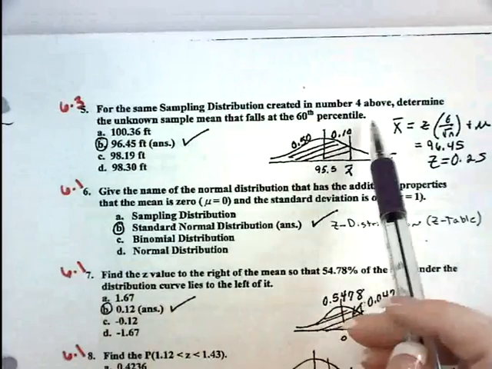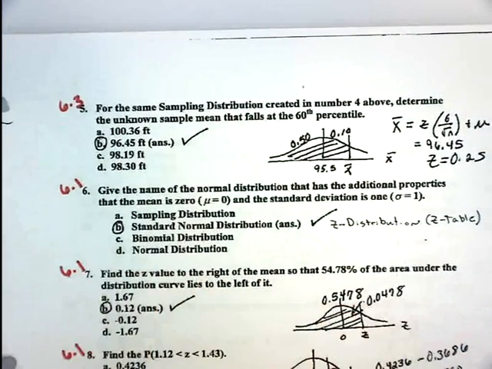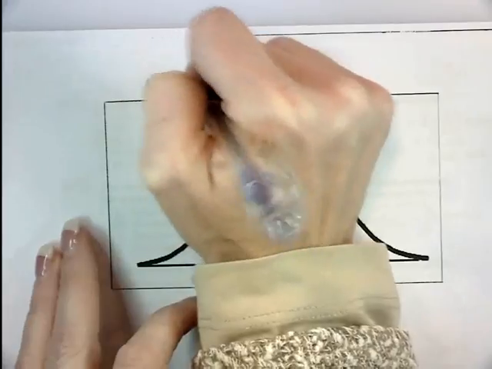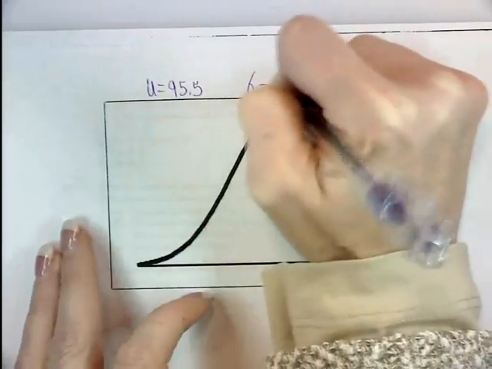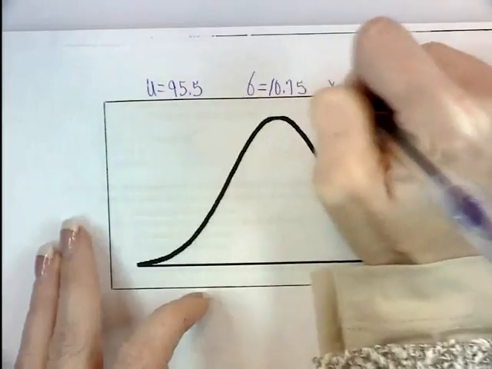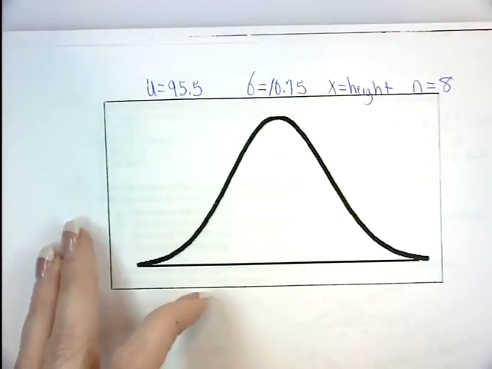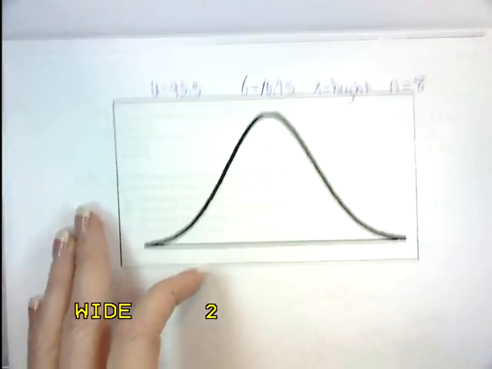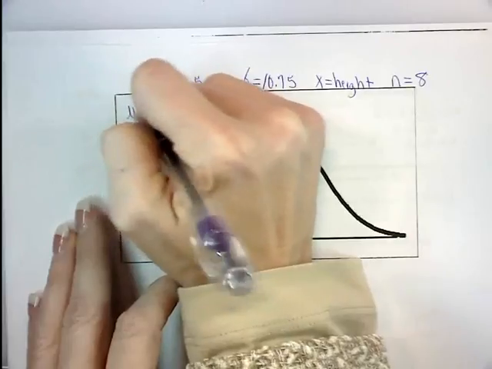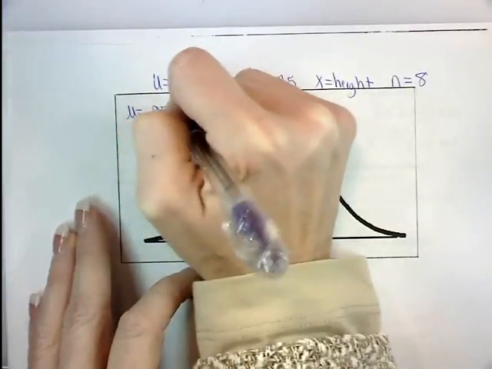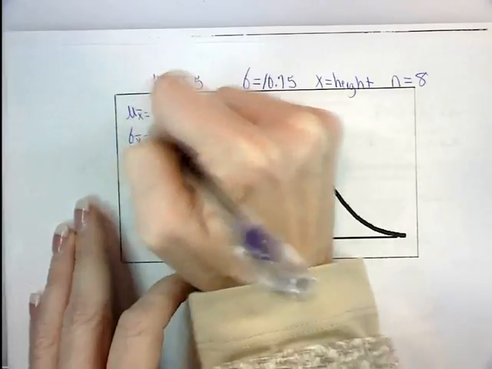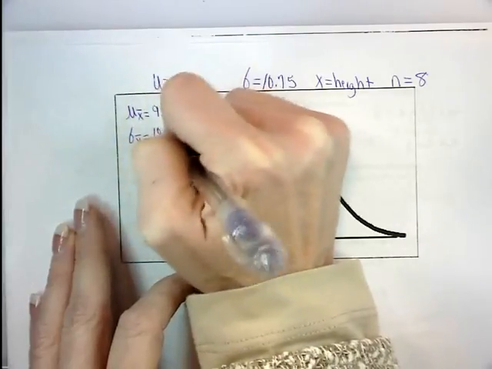Same information. For the same sampling distribution created in 4, determine the unknown sample mean that falls at the 60th percentile. So, in this problem, number 5, the mean is still 95.5. The standard deviation of the original population is 10.75. X is still height, and it's continuous. We're still creating a sampling distribution by taking samples of size 8. And the mean of sample means is still 95.5, and then the standard error of the mean is 10.75 divided by the square root of 8.